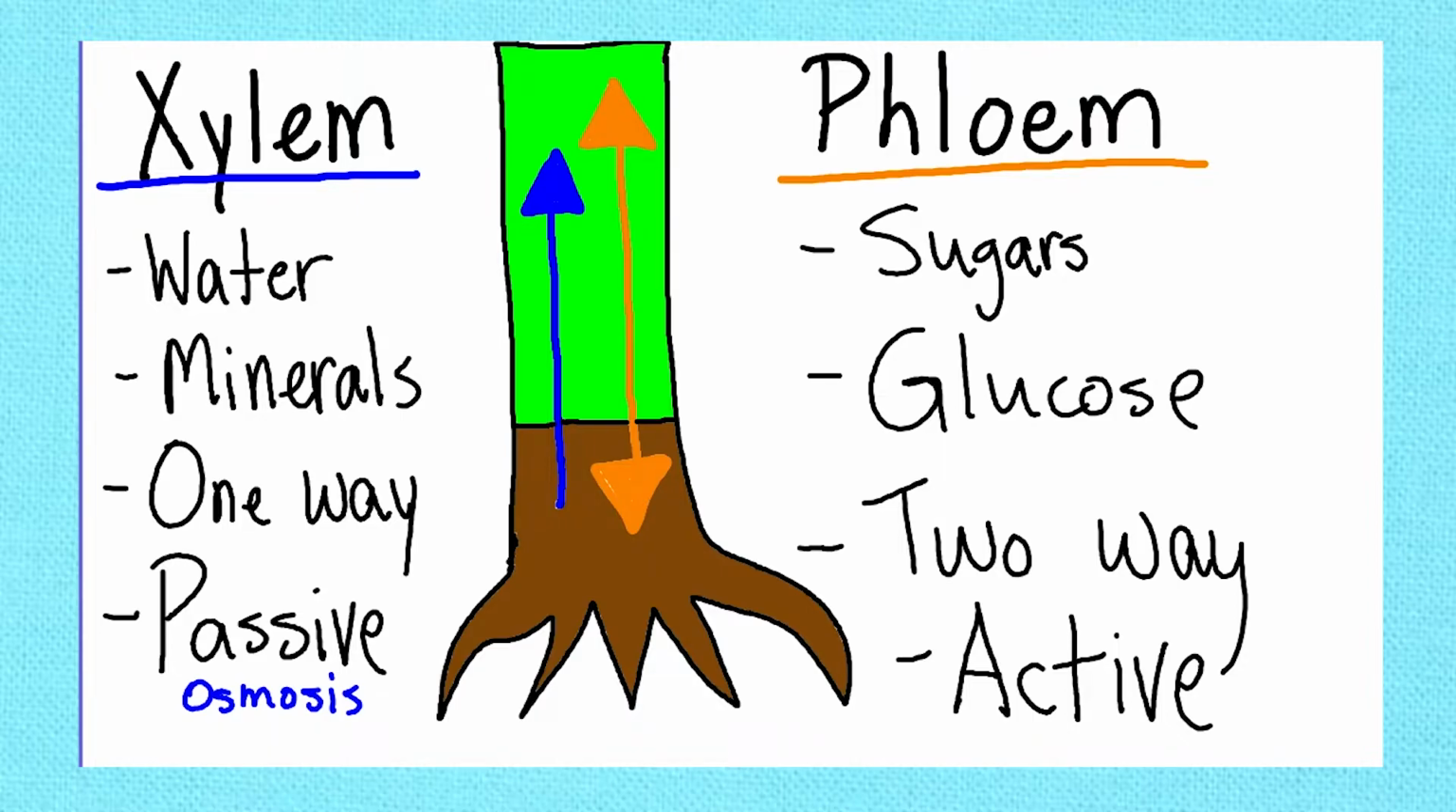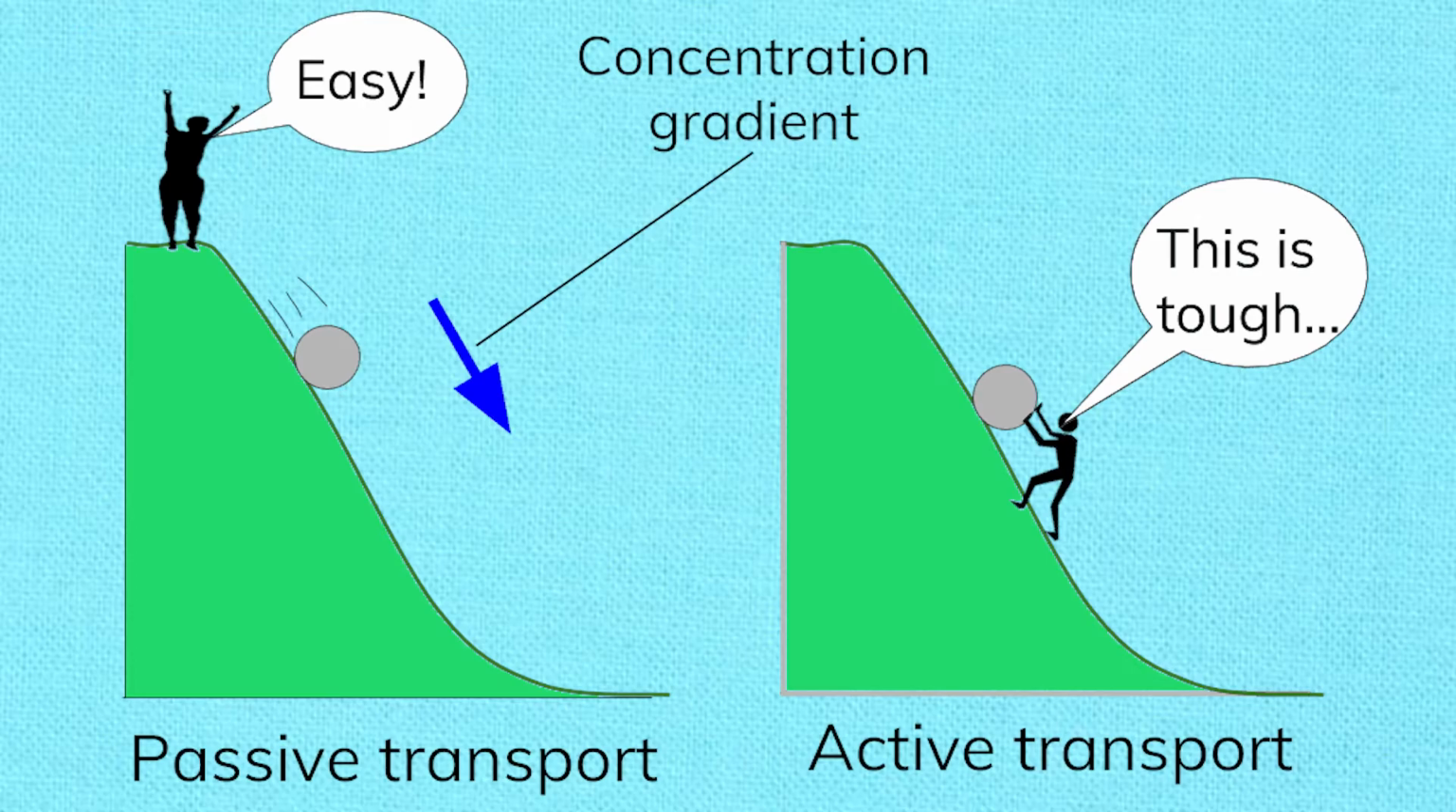I can push sugars or glucose all the way to the top of the plant, but I can also push it all the way to the bottom. This is because I would need sugars in my flower at the top as well as in my roots at the bottom. Because I'm pushing against concentration gradients and going from low to high, just like we learned in active and passive transport, this is active. I'm going to need ATP for movement against the concentration gradient with phloem.